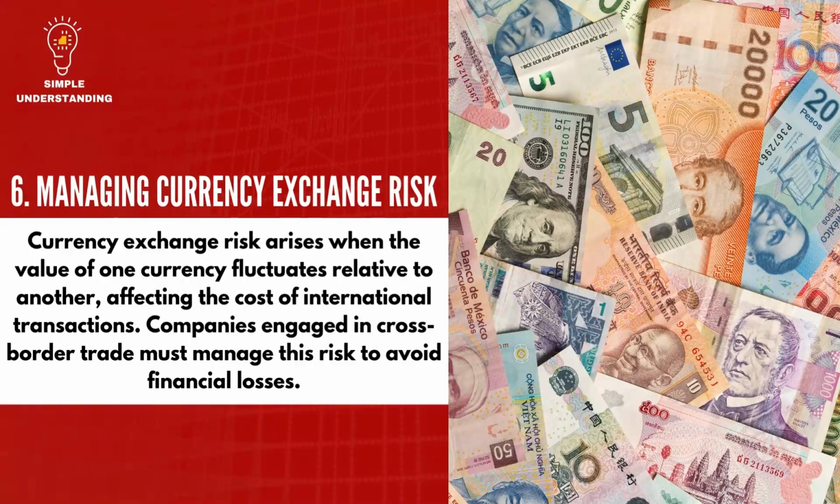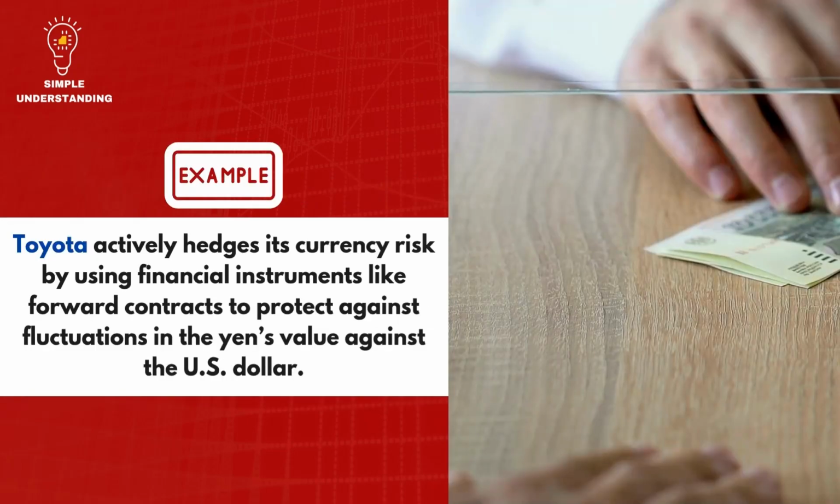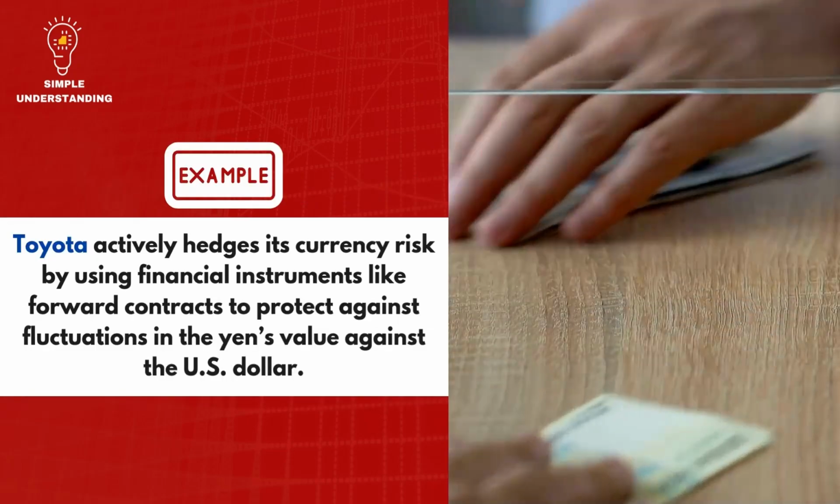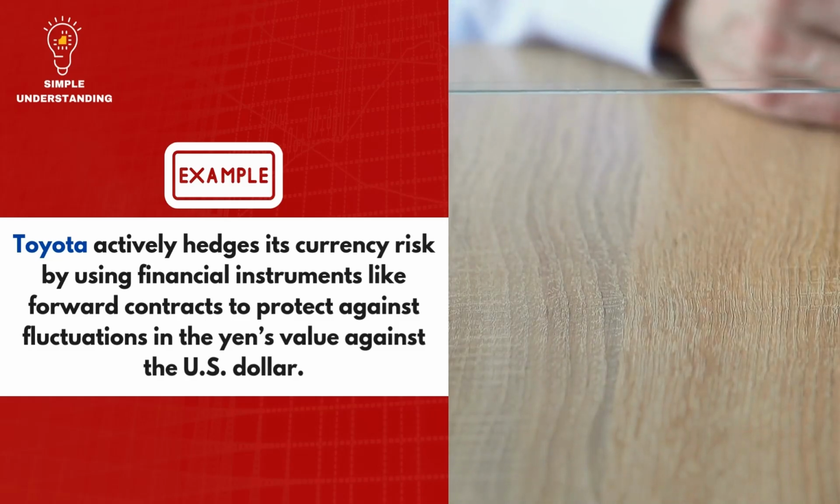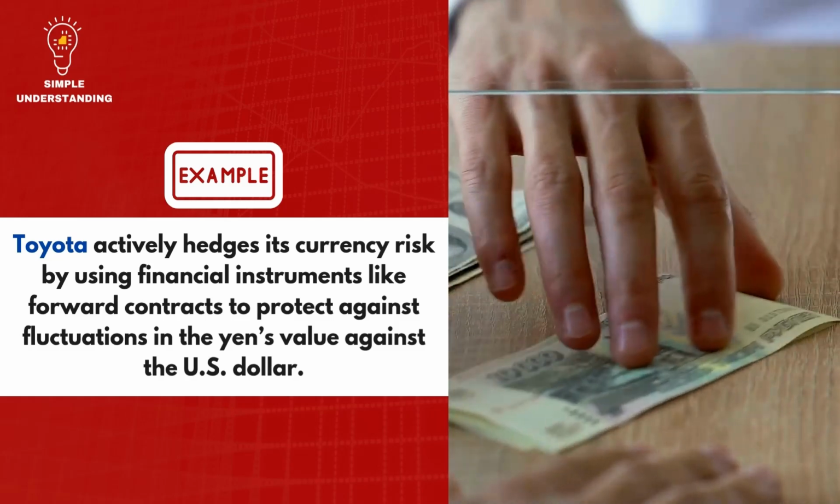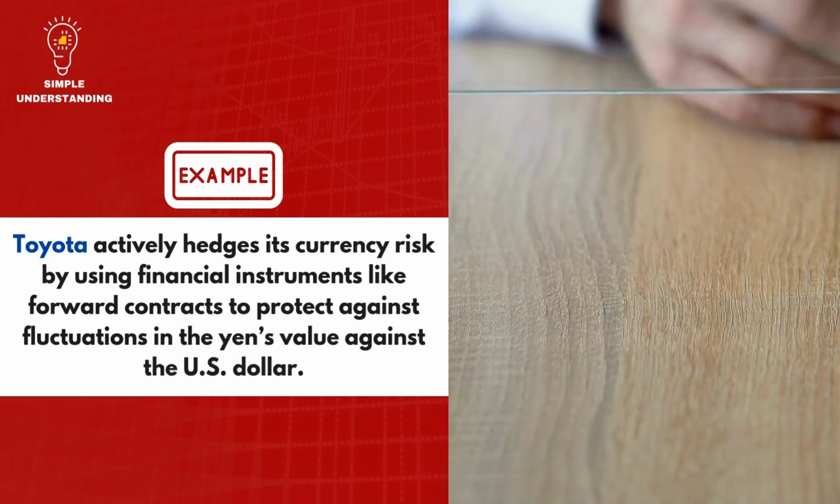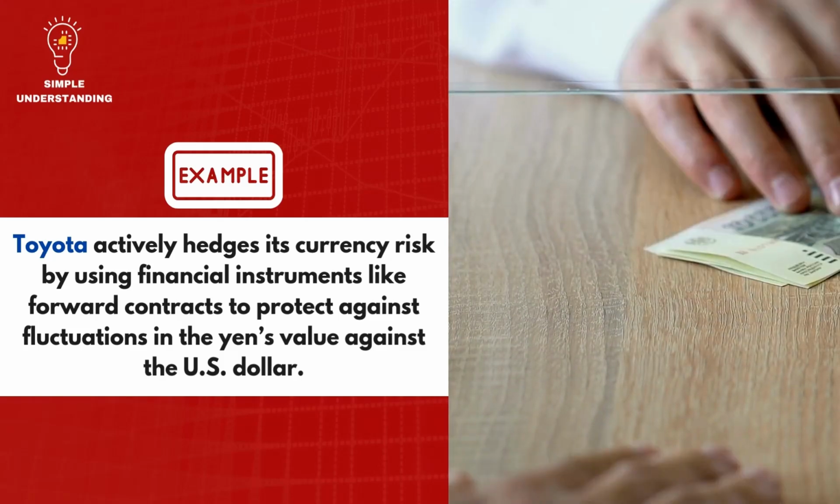6. Managing currency exchange risk. Explanation. Currency exchange risk arises when the value of one currency fluctuates relative to another, affecting the cost of international transactions. Companies engaged in cross-border trade must manage this risk to avoid financial losses. Real company example. Toyota actively hedges its currency risk by using financial instruments like forward contracts to protect against fluctuations in the yen's value against the US dollar.